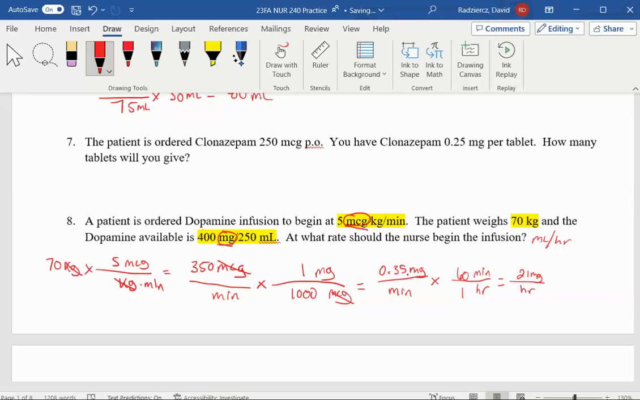And then now you're just converting milligrams to milliliters using what we have available. I have 400 milligrams of dopamine in 250 ml. So 21 times 250 gives me 5,250 divided by 400. And I get 13.125, but your answer should just be rounded to 13.1 milliliters per hour.